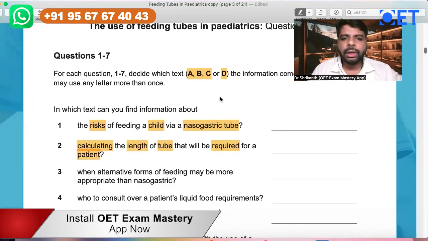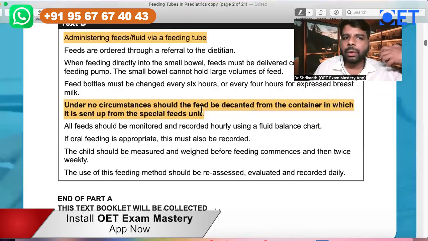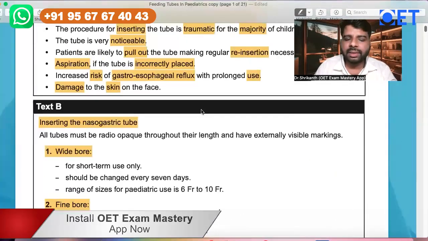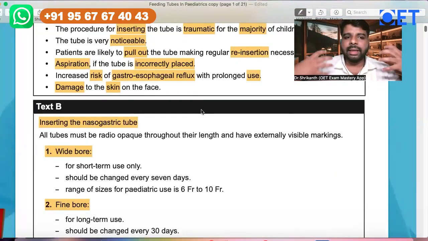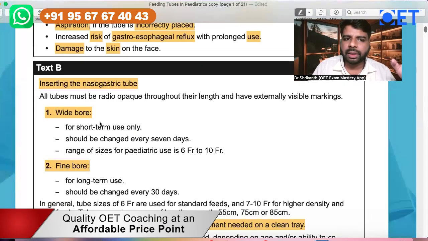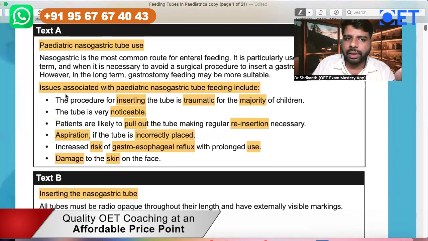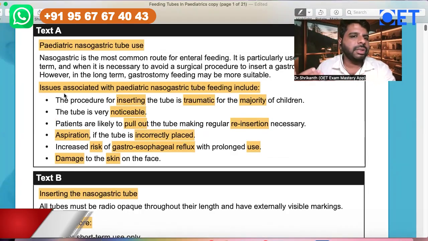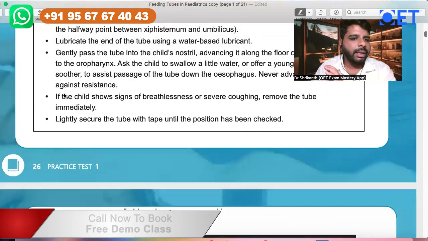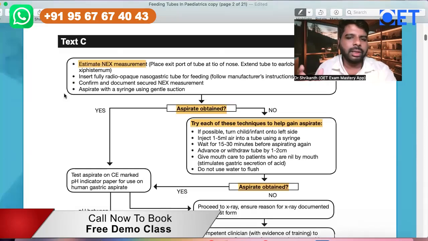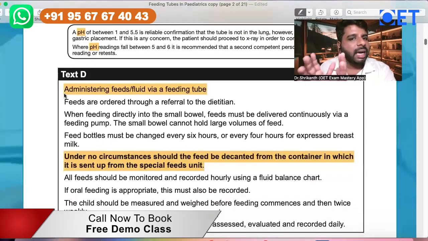Yes, very good, right? So your intuition is going to say that it is going to be in text B. Because what is text B? Insertion. Okay, insertion over here, and here we have something related to wide bore, fine bore. Okay, so is it going to be over here? Issues? No, issues are basically risks. So your intuition is telling no, it is not going to be there. Here it is what? A flow chart. So your intuition is telling no, it is not going to be here. And here it is administering fluids.